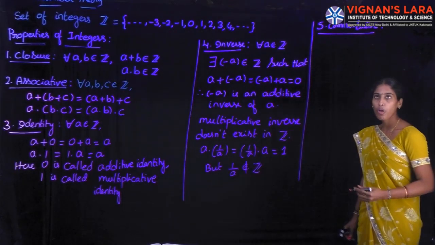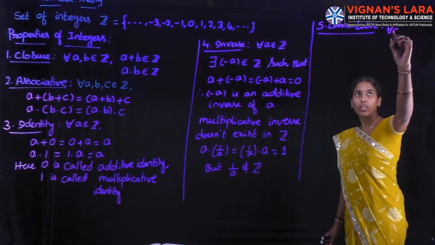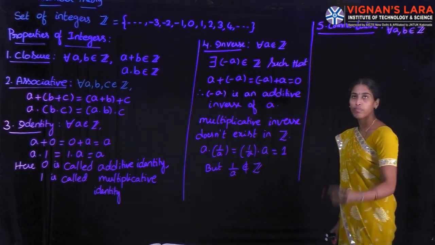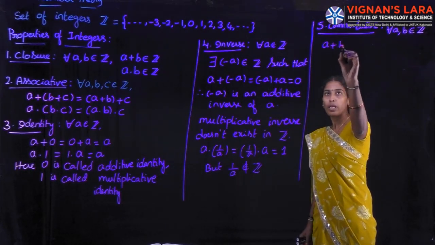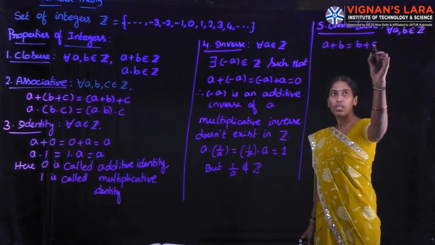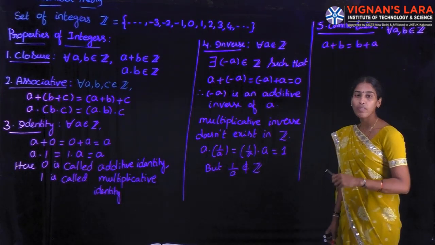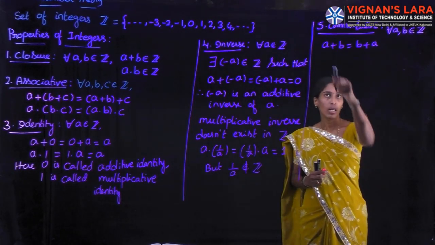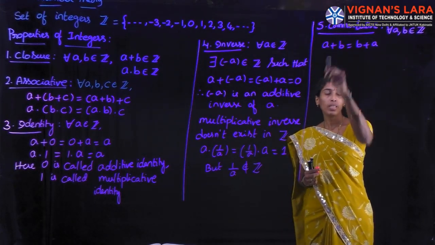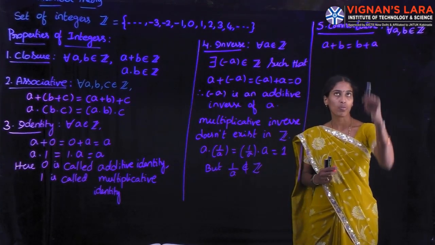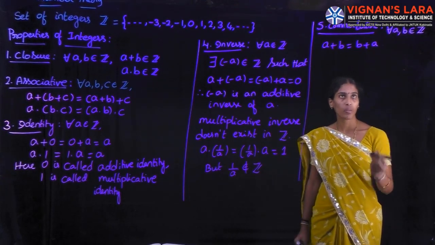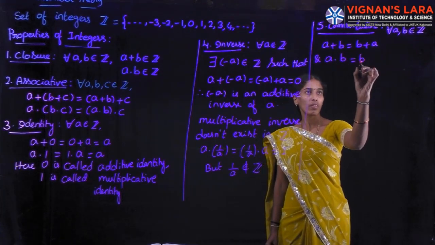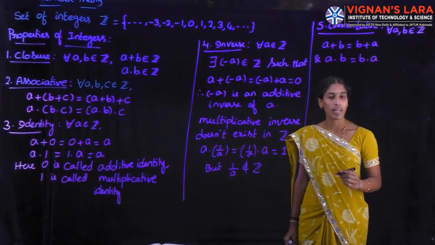What is the fifth property? Commutative. For any a, b belongs to set Z, a plus b is equal to b plus a. This is the commutative property with respect to addition, because here we are applying the addition symbol between these two elements. Similarly, the commutative property for multiplication also is satisfied.